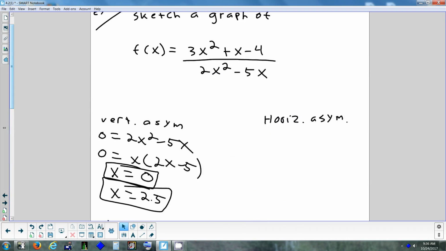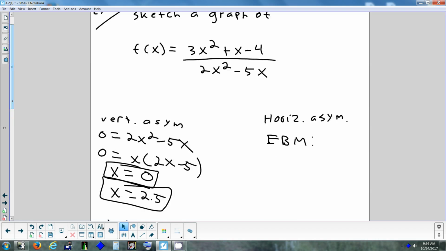Let's do horizontal asymptotes. So horizontal asymptotes, you're going to find your end behavior model. Before you reduce it, can anybody tell me what the end behavior model would be? Yeah. 3x squared divided by 2x squared. Perfect. And now 3x squared divided by 2x squared turns into 3 over 2.